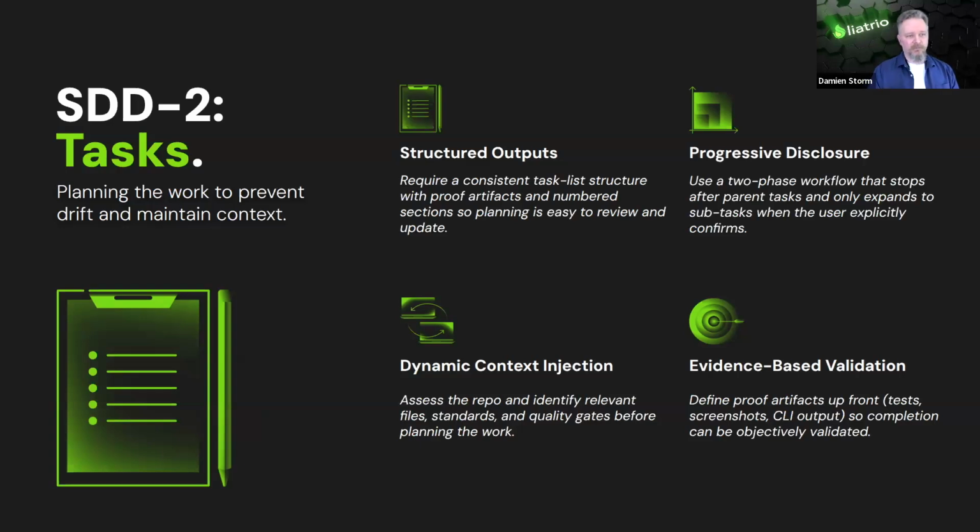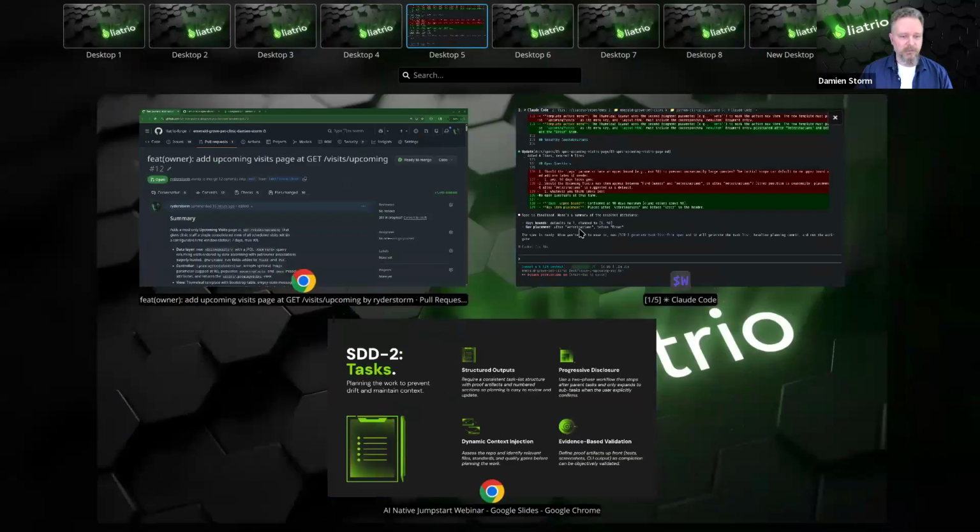So we've got those proof artifacts that we're going to define in this task to really make sure that after the AI builds things, it can verify that what it's built is what we wanted, and that what it built works. So let's take a look at running SDD2.